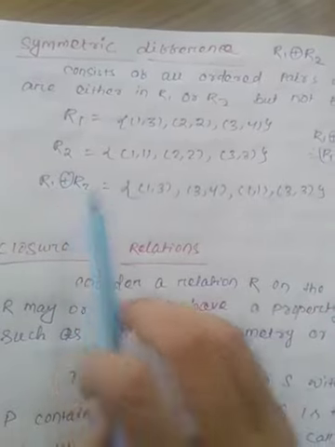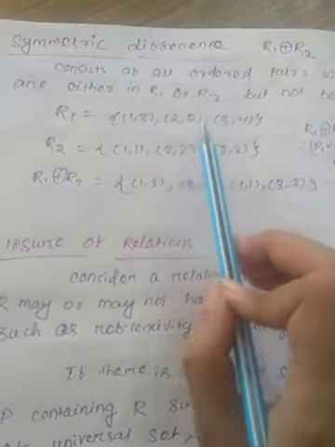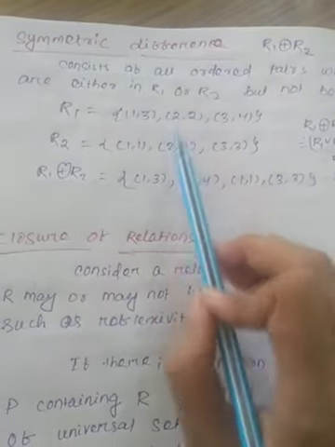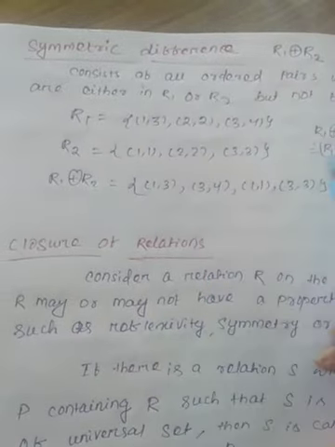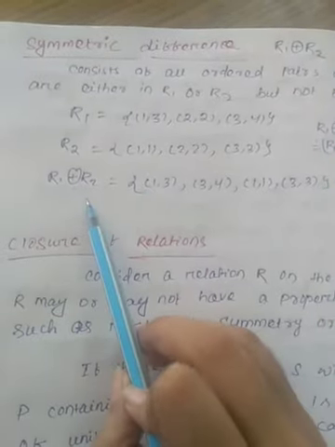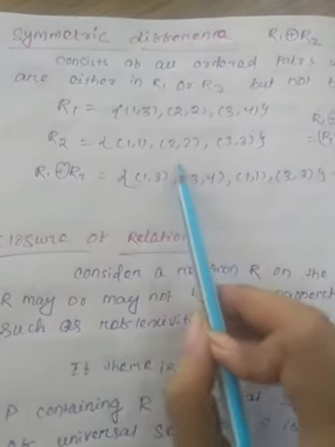So R1 is this, R2 is this. What is the symmetric difference? It means I will remove all the intersection elements. What is the intersection element? This one only. So I would ignore this and put all the elements present in R1 and R2. So R1 symmetric difference R2 would be (1, 3), (3, 4), (1, 1), (3, 3). I ignored (2, 2).